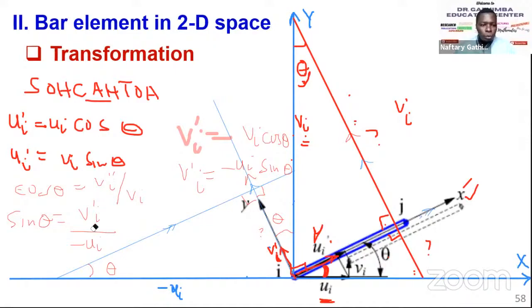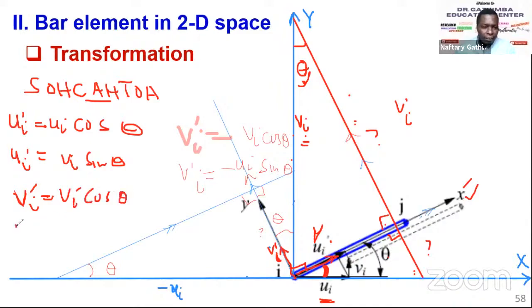So we have utilized the cosines, we have utilized the sines. So let me just move them back here. With the v i's, let me rewrite them here. The v prime i, I'm just transferring this one here. So this will be v i cos theta. Now the v prime i again is equal to minus u i sine theta.